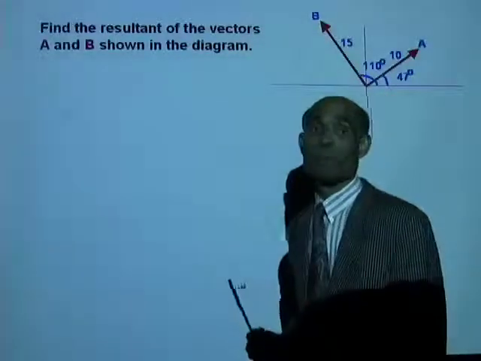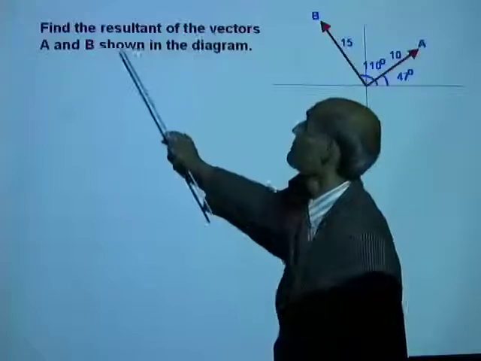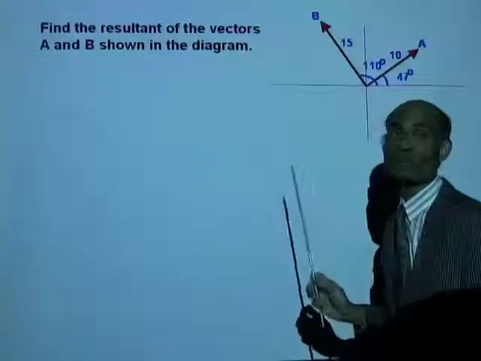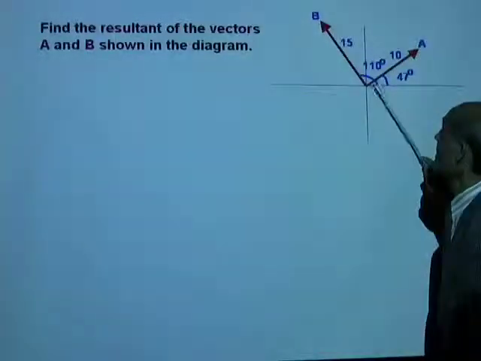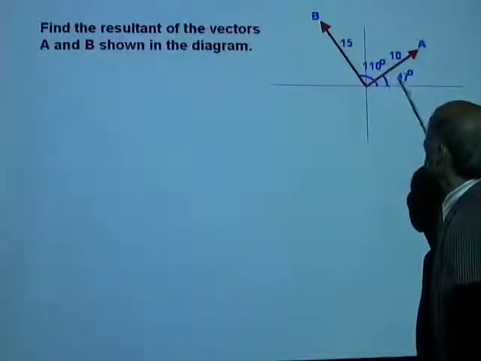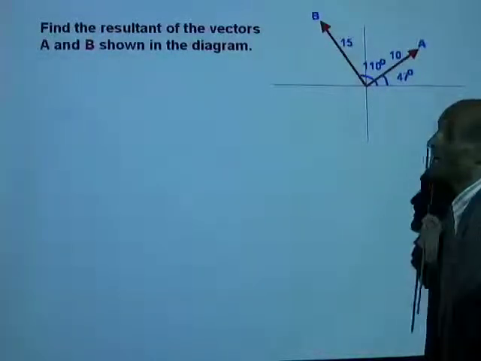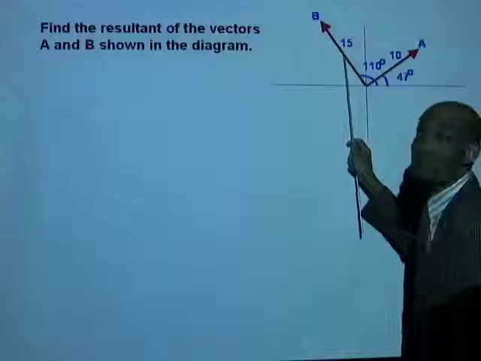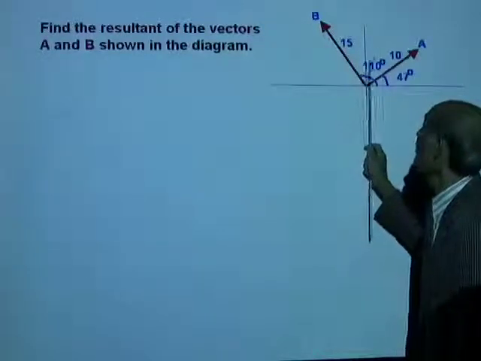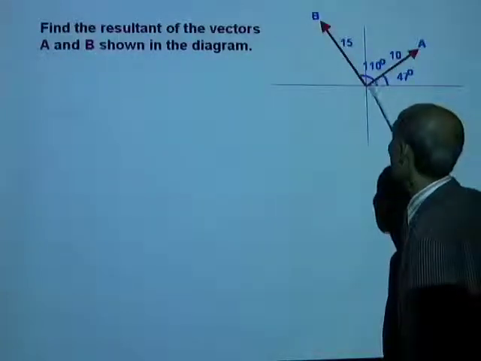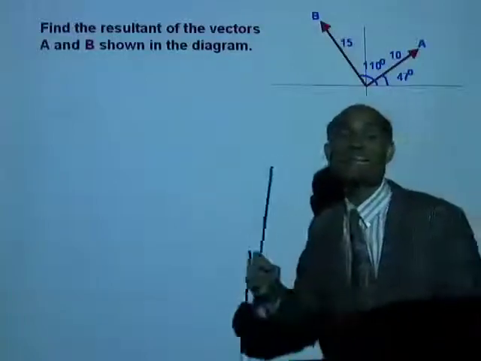Alright, let's do another one. Find the resultant of the vectors A and B shown in this diagram. Now, let's talk about the vectors A and B. Vector A has a magnitude 10 units. It makes an angle 47 degrees with the x-axis. Vector B has a magnitude 15 units and it makes an angle of 110 degrees with the x-axis. Alright, can you write vector A in the component form?